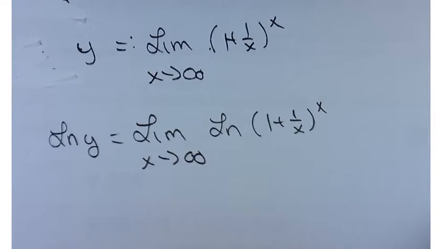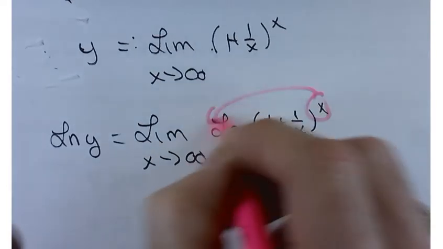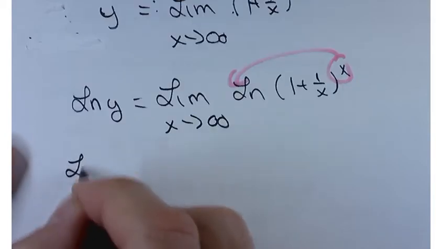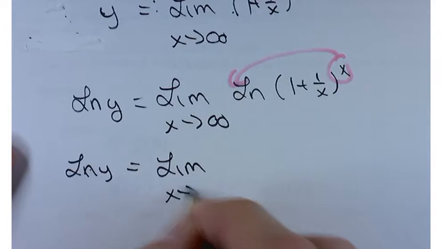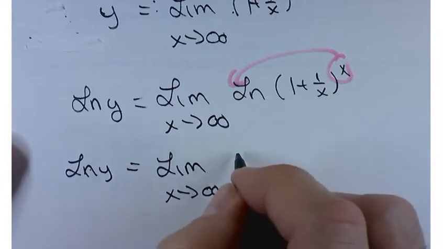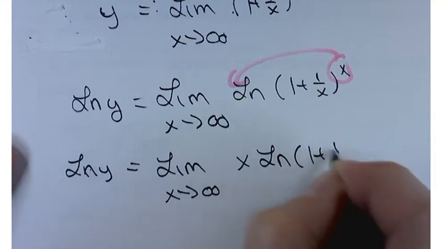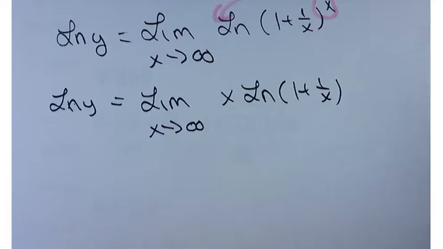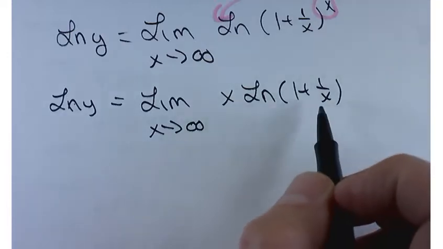Now, does that help me out a little bit? Well, actually it does. This term can come out in front. So I'll rewrite that as the ln of y equals the limit as x approaches infinity of x times the ln of 1 plus 1 over x. And it seems like I haven't really gotten anywhere, because instead of having 1 to the infinity power, now I've got infinity times 0.